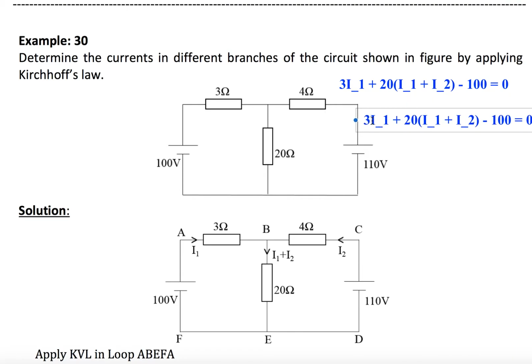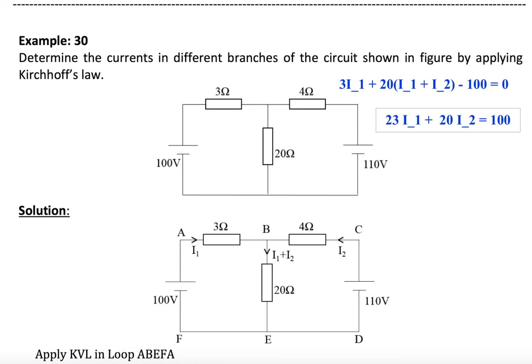How to simplify it? 3 plus 20, 23 I1 plus 20 I2 equal to 100. This is equation 1.